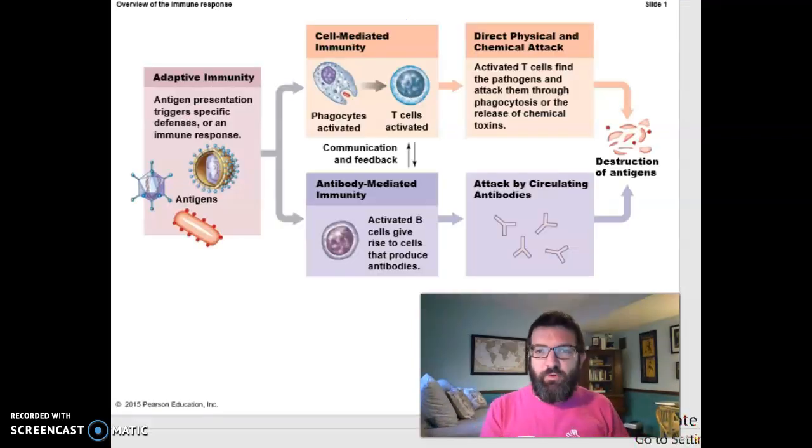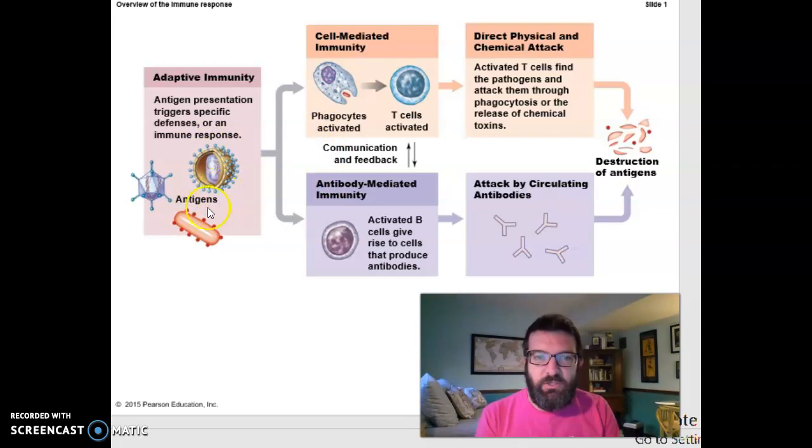Let's talk a little bit about the process of how this works, how your body responds. So first, you are infected with something, right? Could be a virus or a bacterium, something like that. And you have both B and T cells that are on the prowl, and also macrophages or phagocytes.